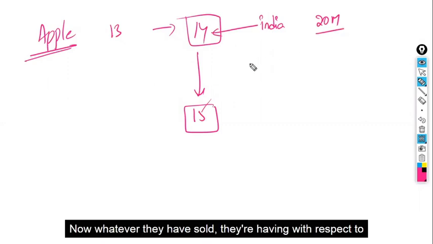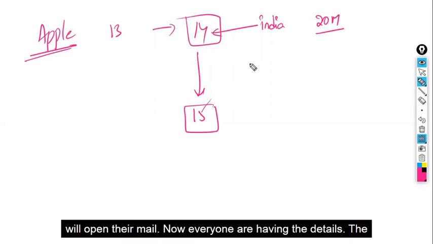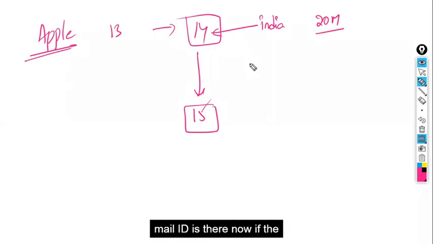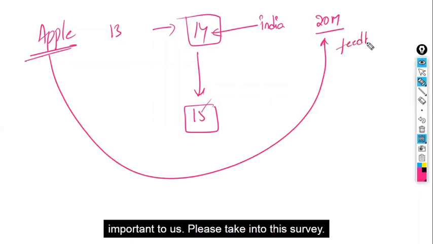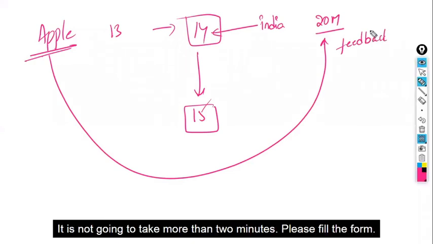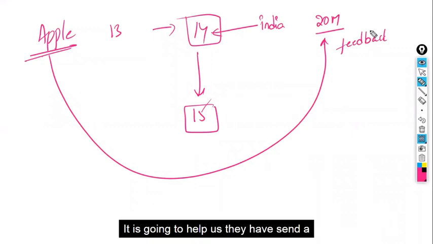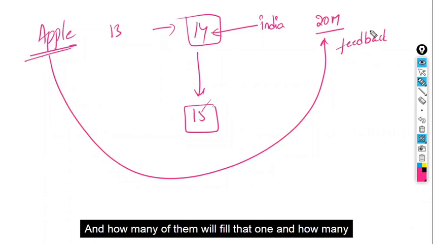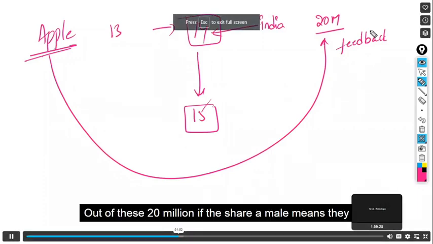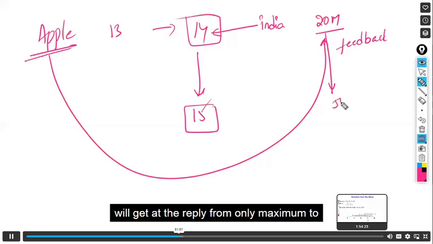Now, whatever they have sold, every device will be activated. In that, automatically everyone will open their mail. Now everyone's details are there, the mail ID is there. Now, if Apple asks these 20 million users, they send a mail: your feedback is more important to us, please take this survey, it is not going to take more than 2 minutes, please fill the form, it is going to help us. They have sent a mail. How many of them will open that one? How many will fill it? And how many will ignore it? Out of these 20 million, if they send a mail, they will get a reply from maximum 5 million.